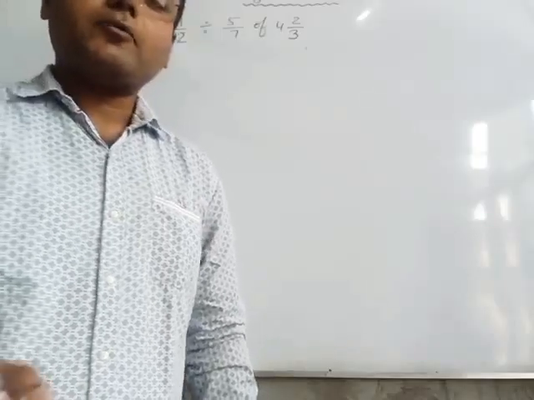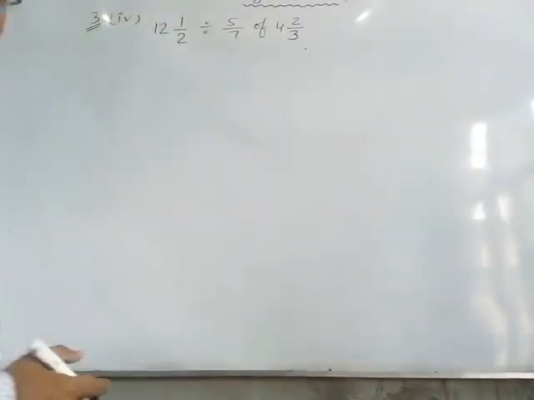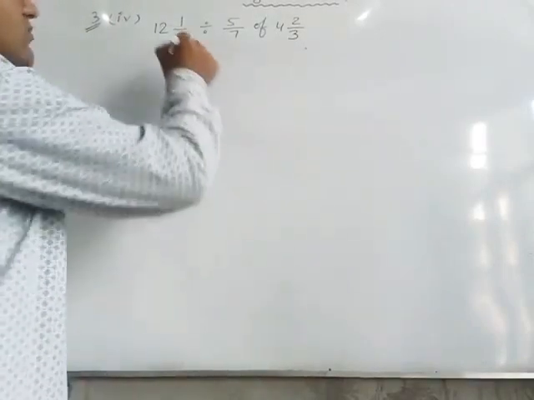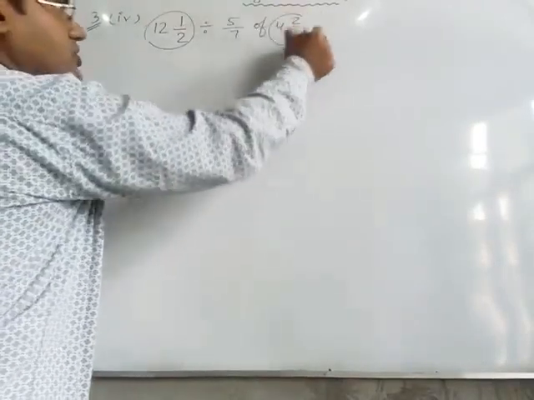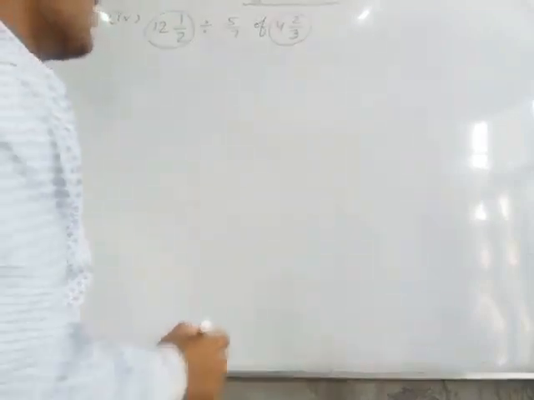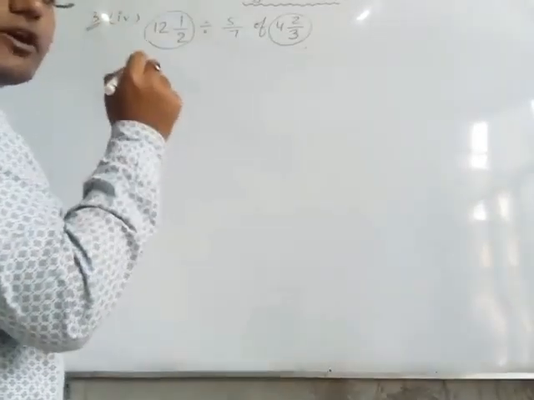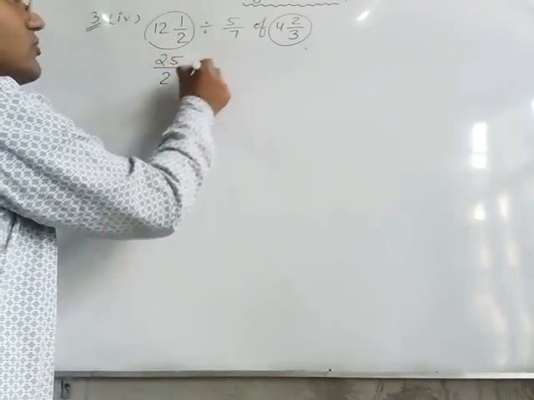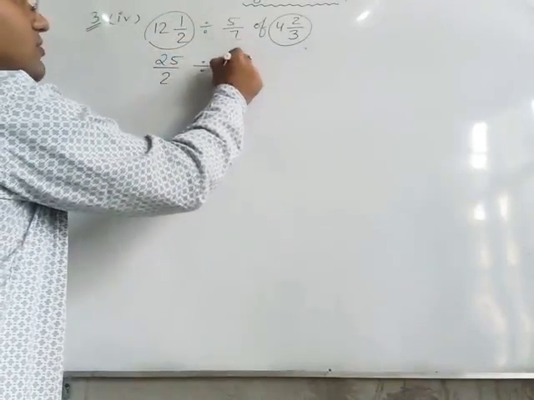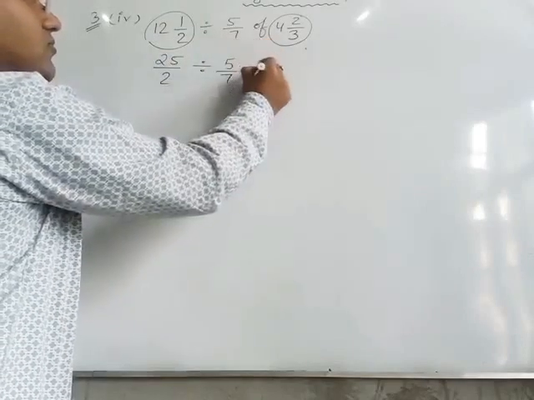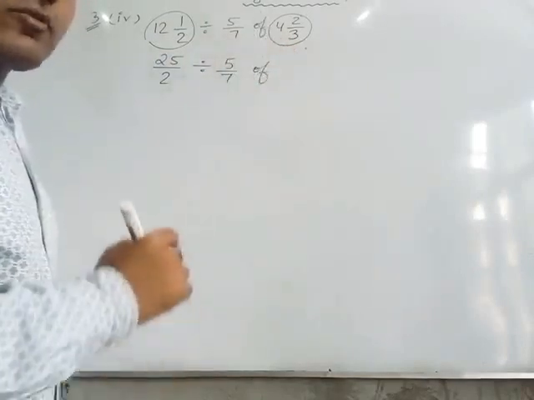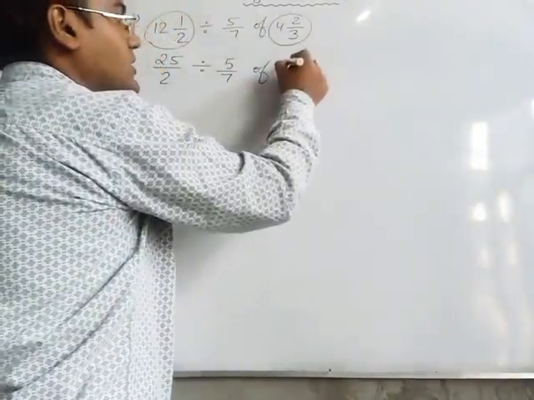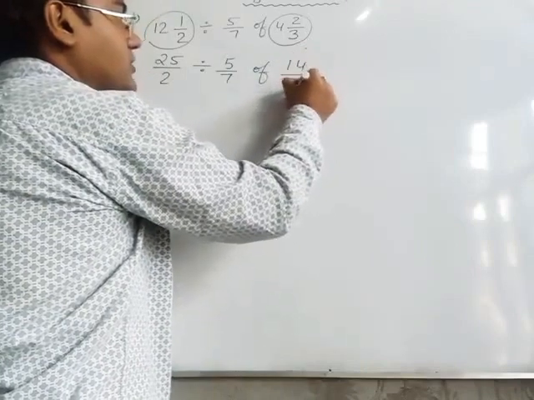Now come to the next part, number 4. Third question, 4th part. The question is this. First of all, what we will do? We will convert these two mixed fractions into improper fractions. So 12 multiplied by 2 when we do, it will be 24. 24 plus 1 will be 25 upon 2, divided by 5 upon 7, as it is we will write, of. This mixed fraction also we will convert into improper. So 3 4s are 12. 12 plus 2 will be 14 upon 3.